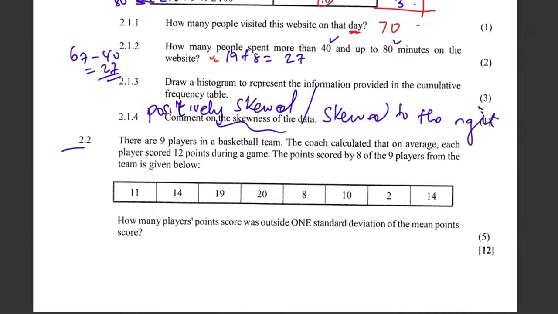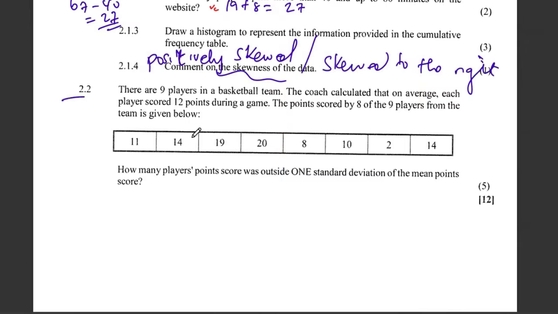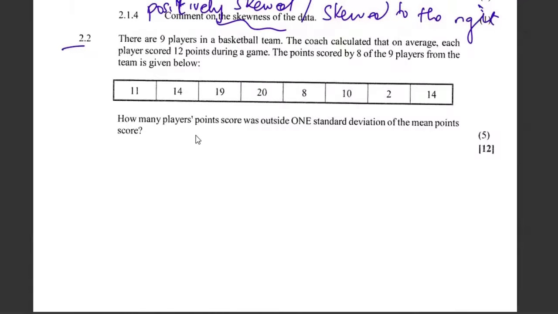All right, then 2.2. We have 11 players, the basketball team. The coach calculated that on average, each player scored 12 points during a game. Okay, so the mean is 12. Then the points scored by 8 learners out of the 9 is given in the table below. How many players' point score was outside of one standard deviation of the mean? So meaning that we need to, first of all, determine the missing score for the 9th person. Then from that, we already have our mean. We shall need to look for the standard deviation.